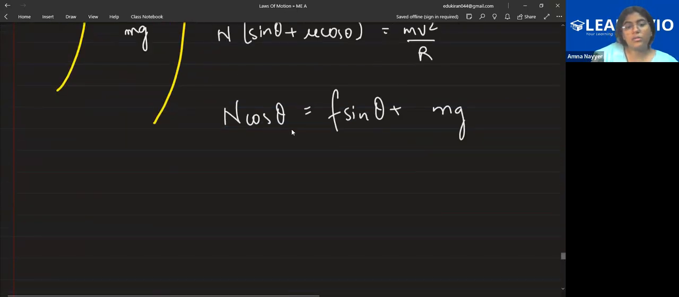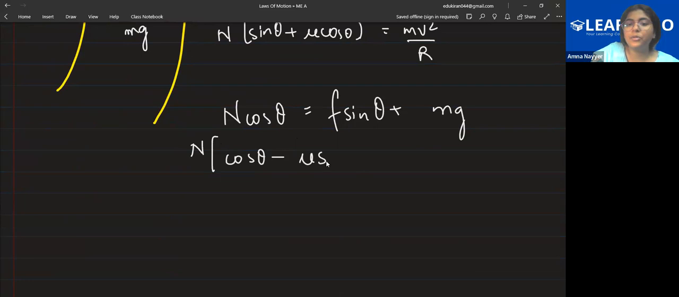So here also what we can do, one thing, we can write the formula for frictional force. See, N cos theta is here. We can write this as mu N. So N will be taken common. This is cos theta minus mu sin theta is equal to mg. This will be left. Now, we have these two equations.